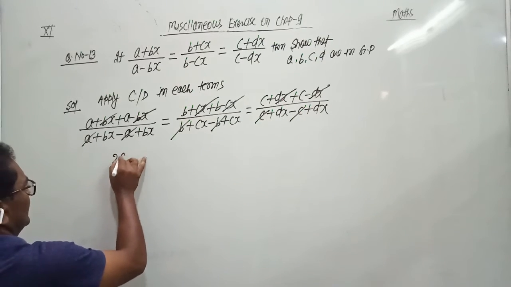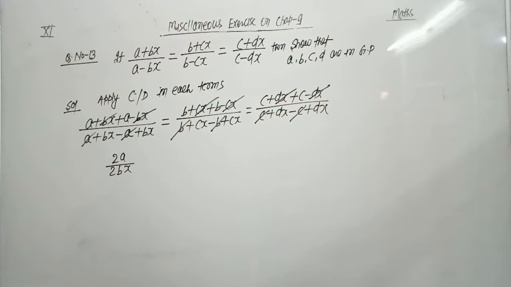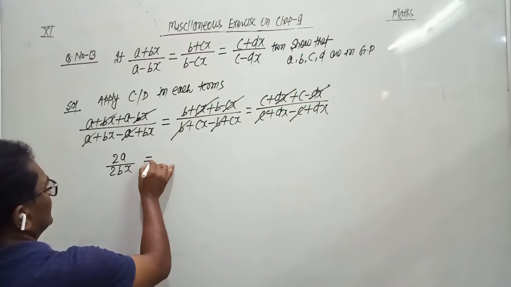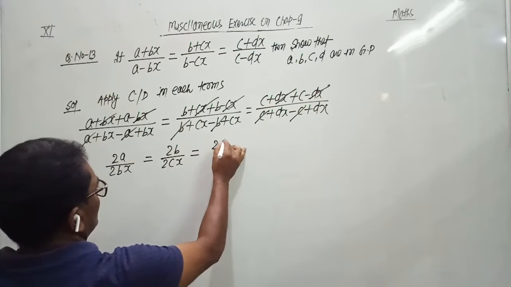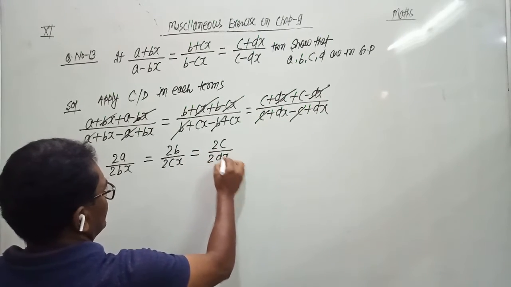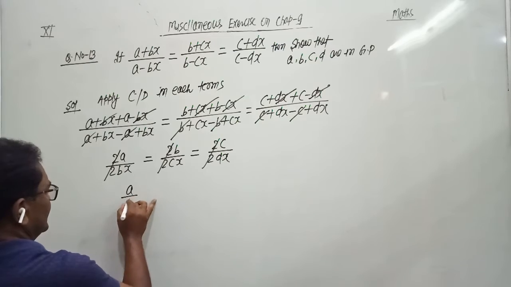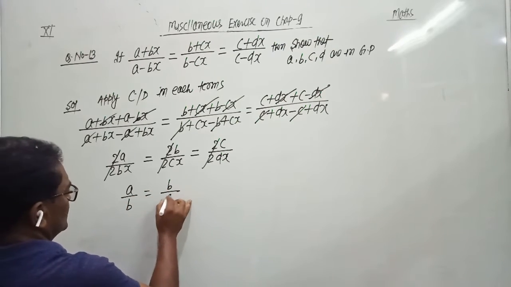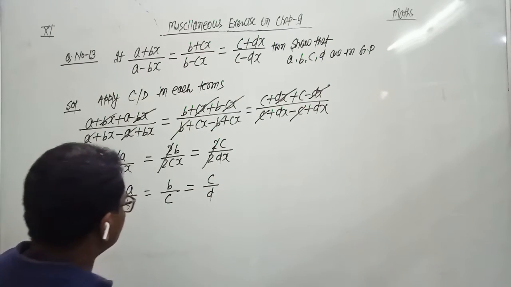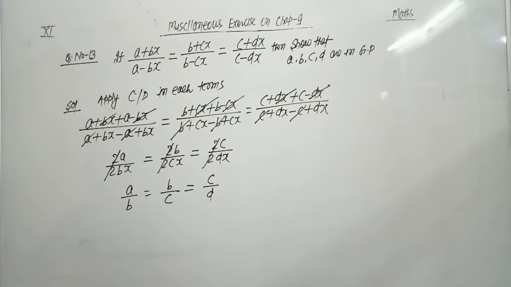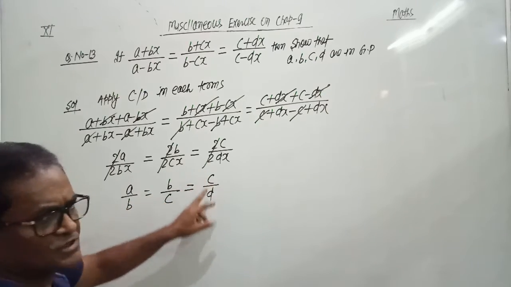Then we get 2a upon 2bx, a plus a, 2a upon 2bx equals 2b upon 2cx equals 2c upon 2dx. The 2 cancels and all these x cancel. So we get a by b equals b by c equals c by d.